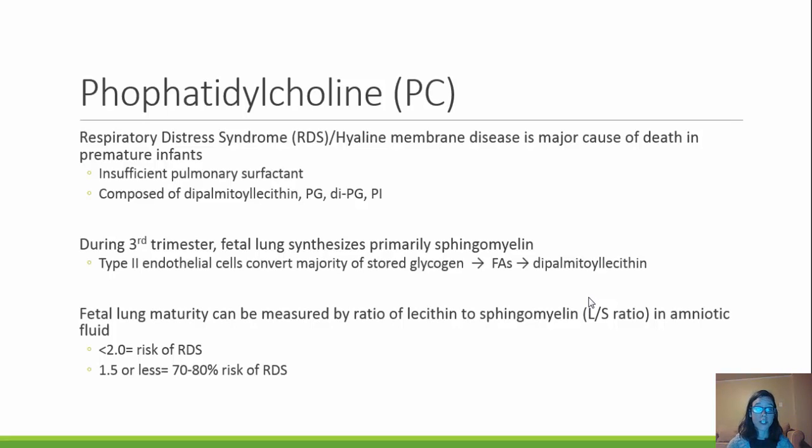So fetal lung maturity can actually be measured in amniotic fluid by measuring the ratio of lecithin to sphingomyelin. So lecithin is kind of our end product here, and with a ratio of less than 2, the sphingomyelin has not all been converted to lecithin, and we have increased risk of respiratory distress syndrome.